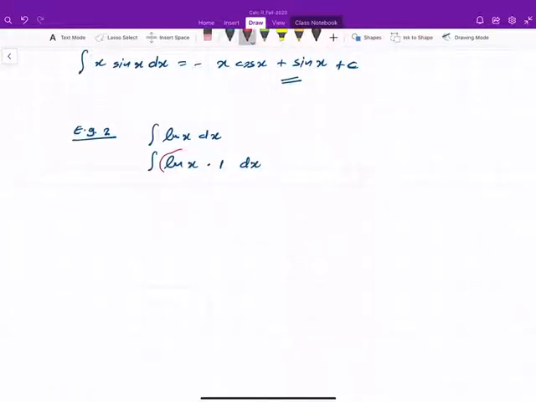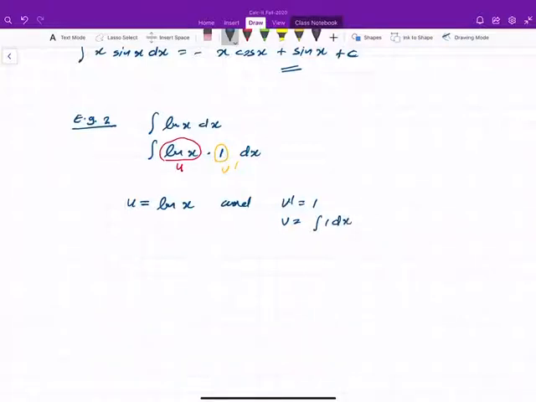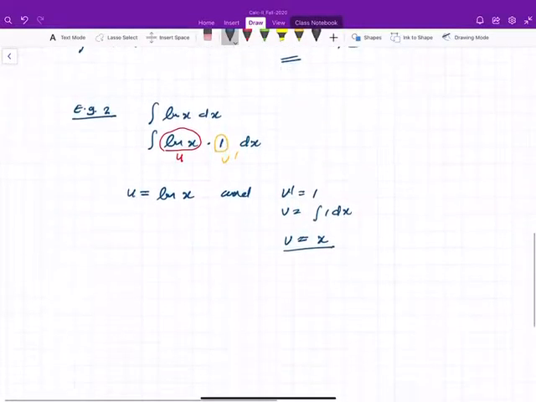So this is my u. If that is my u, this should be my v prime. Okay, so I write my u to be ln x and v prime to be 1. Okay, v prime is 1. Now you have to compute v. For that you have to integrate 1 with respect to x. Integration of 1 is x. V is x. And then you could use that formula.